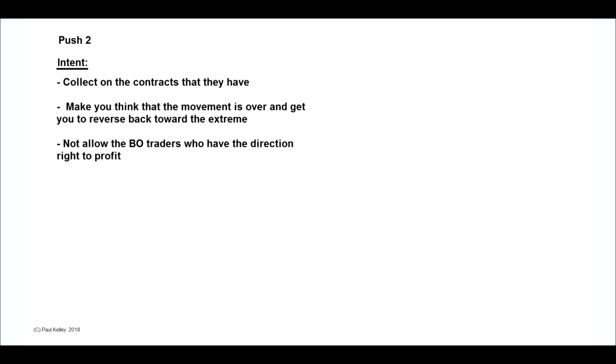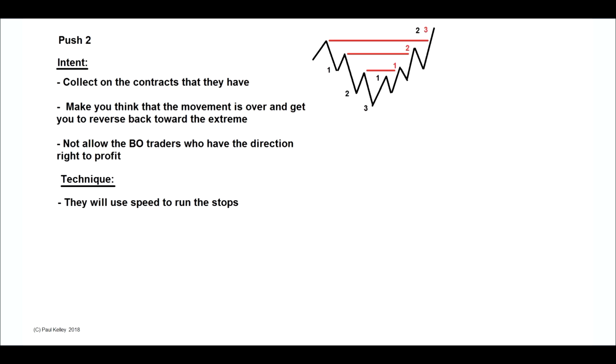All right. So how are they going to accomplish this? Well, they're going to use speed to run the stops. There's no question about that. You've got 3 pushes coming down. Where the stops are in here, we don't know. But where the greatest stops are, they're going to be running them. And as they're running them, they're going to be inducing breakout traders to go with them. Okay, they don't like that.